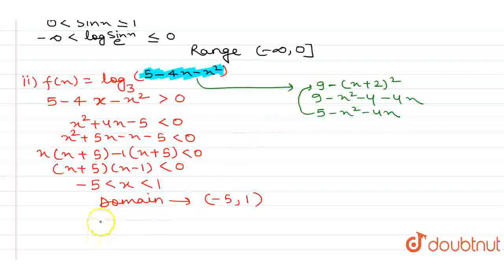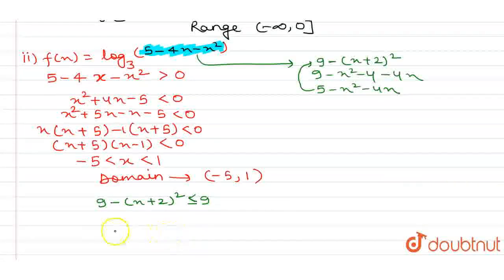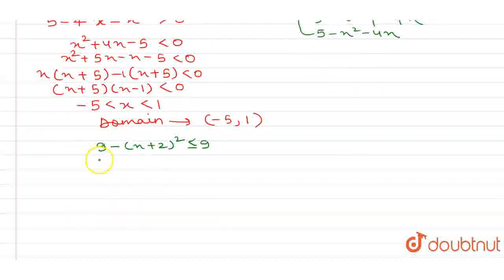So here I write 9 minus (x plus 2) whole square is always less than or equal to 9. Or here I can also write the value of this function as 0 < 9 minus (x plus 2) whole square less than or equal to 9.